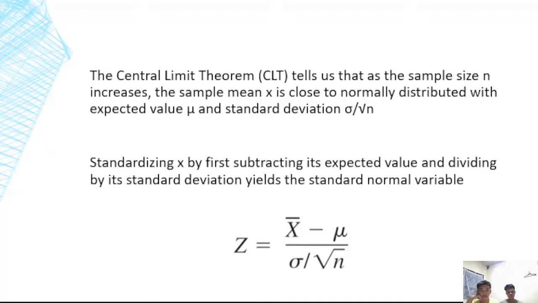The central limit theorem states that the sampling distribution of a sample mean is approximately normal if the sample size is large enough, even if the population distribution is not normal. We need to subtract its expected value first, then divide by the standard deviation, which gives the standard normal variable.